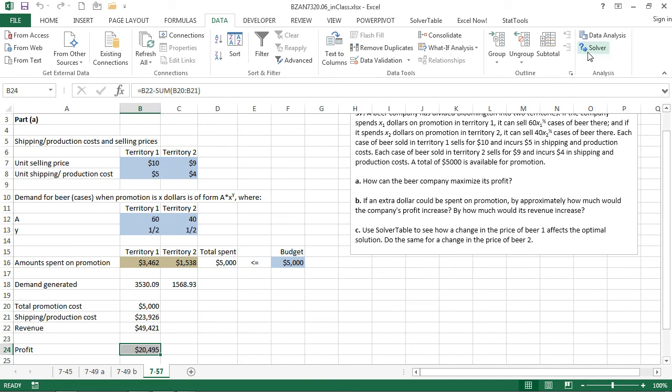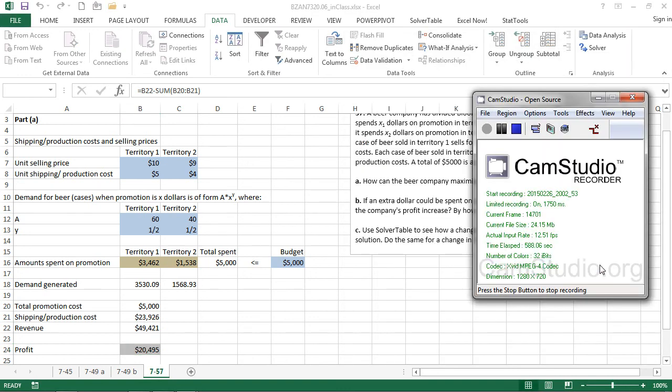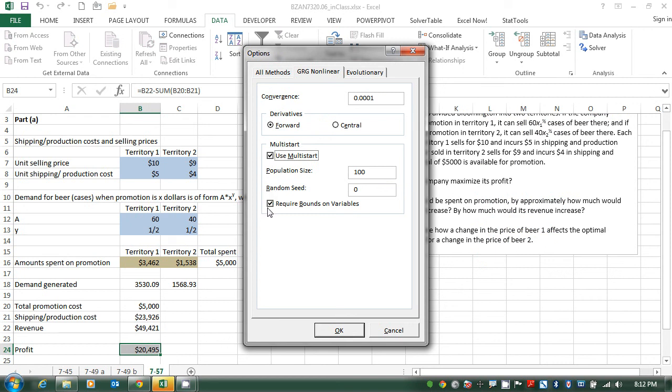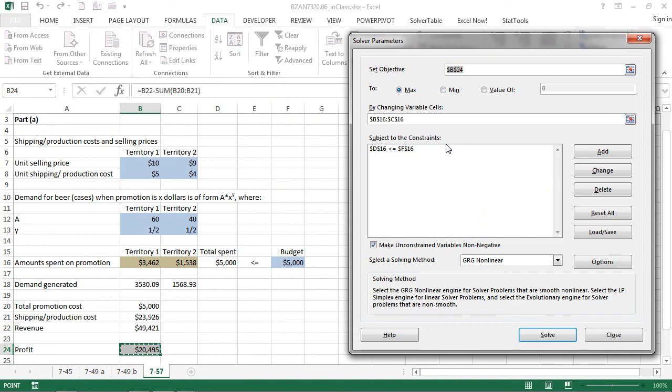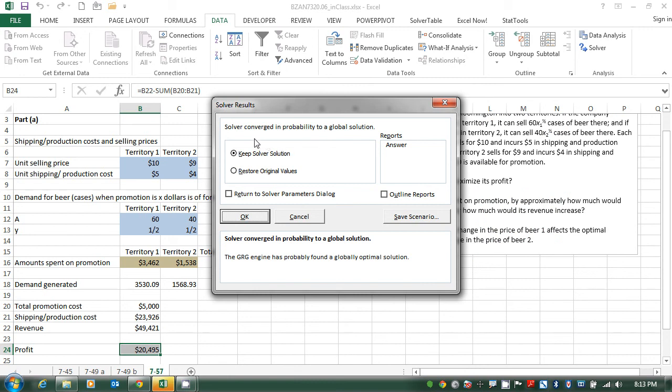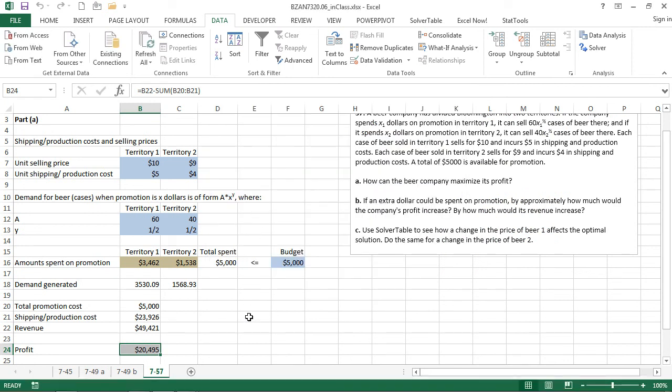Why don't we go back just to find out and use the multi-start option, but I'm not going to put bounds on the decision variables. And now see what happens. Okay, so now we get the message because we use multi-start, solver converged in probability to a global solution. And it looks like it's the same values. So with multi-start, we got the same answer as without multi-start.